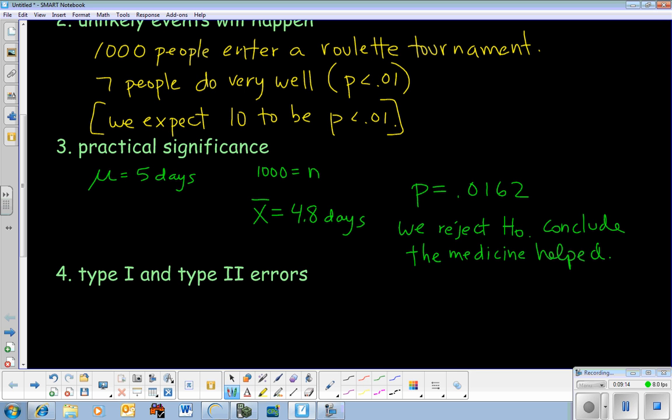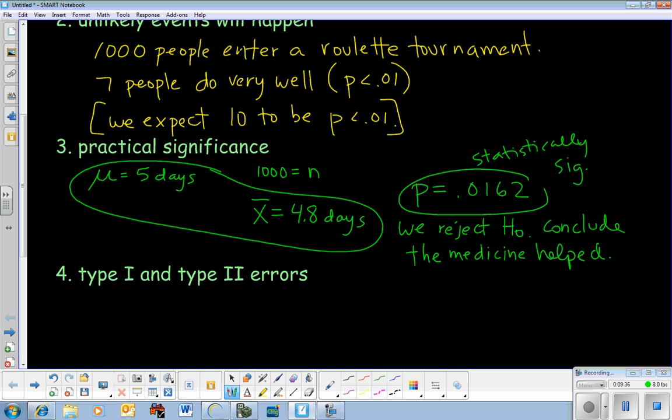All right, this p-value is statistically significant, meaning it's very unlikely to happen, assuming the medicine's no good. So because it's so unlikely, I think the medicine is good. However, who cares? 5 days versus 4.8 days. It's almost the exact same anyway. So something can be statistically significant without being real world significant. So keep that in mind.